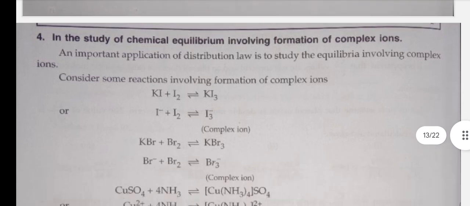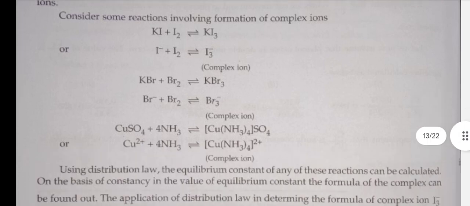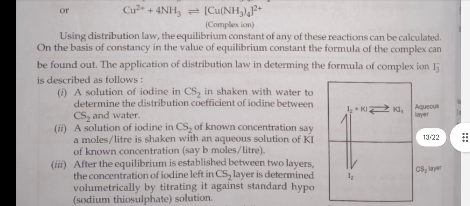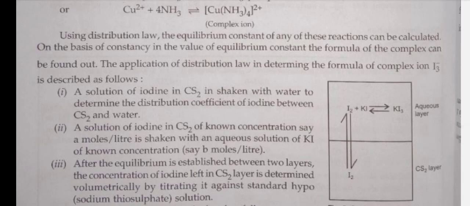In the study of chemical equilibrium involving formation of complex ions, an important application of distribution law is to study the equilibria involving complex ions. Some reactions involving formation of complex ions are KI plus I2 is equal to KI3, KBr plus Br2 gives KBr3, and so on. Using distribution law, the equilibrium constant of any of these reactions can be calculated, and on the basis of constancy in the values of the equilibrium constant, the formula of the complex can be found out. The application of distribution law in determining the formula of the complex ion I3 minus is described below.